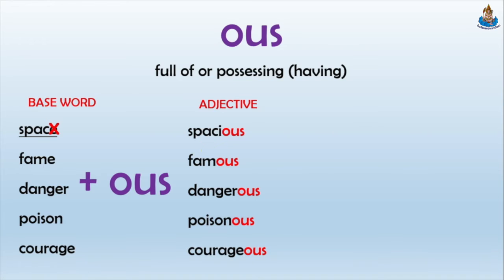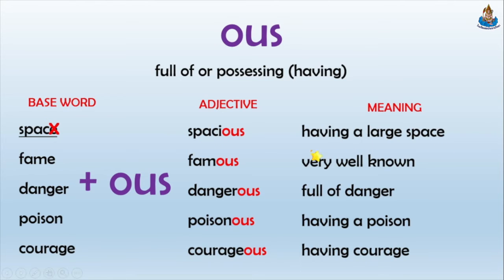Now the word spacious means having a large space. So once again, the suffix ous means full of or possessing, or it means you have. So spacious means having a large space. So the word fame, we add the suffix ous, becomes famous, which means very well known. Danger plus ous becomes dangerous, which means full of danger. Poison plus ous becomes poisonous, which means having a lot of poison.